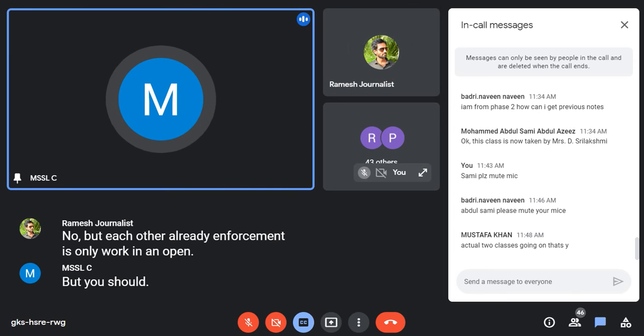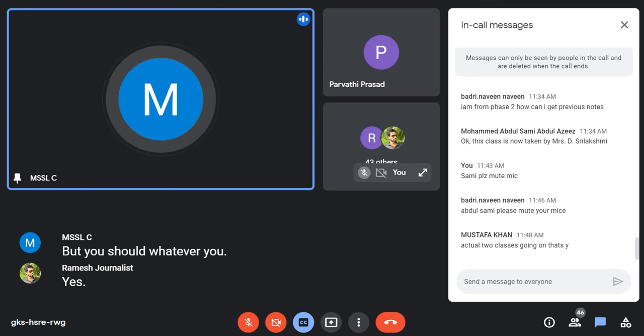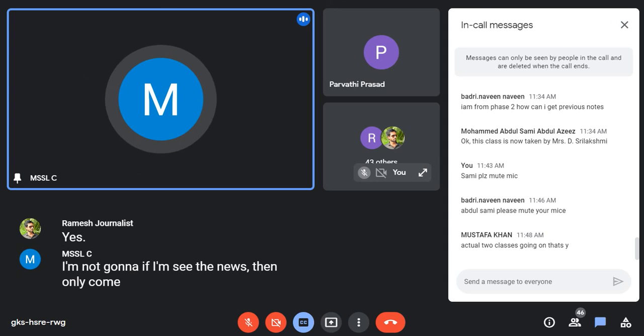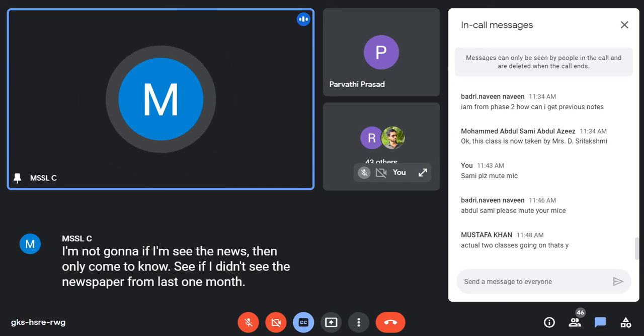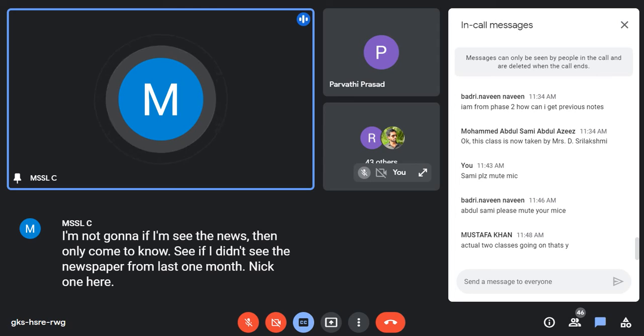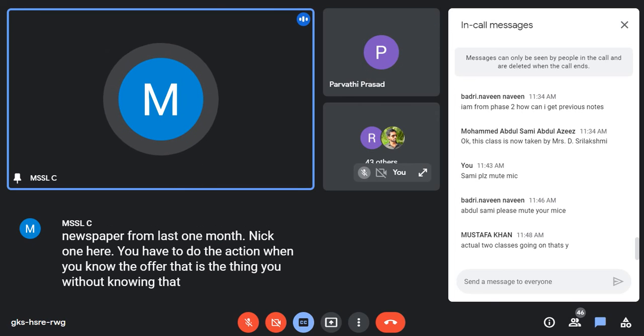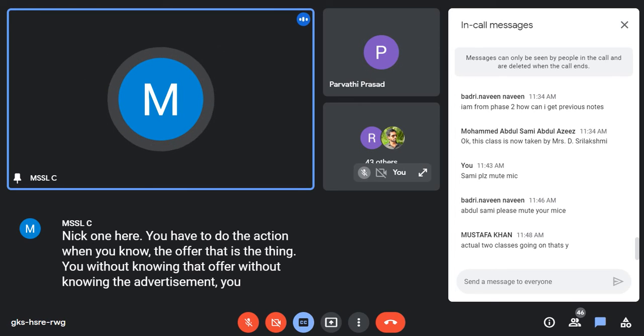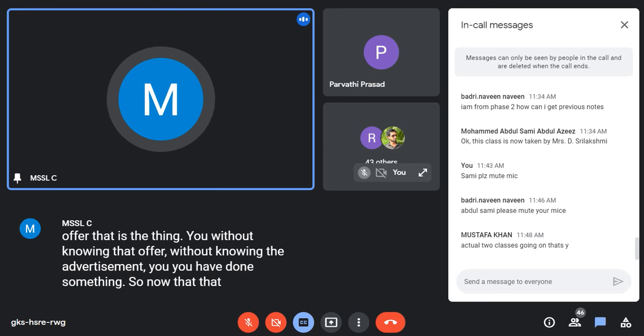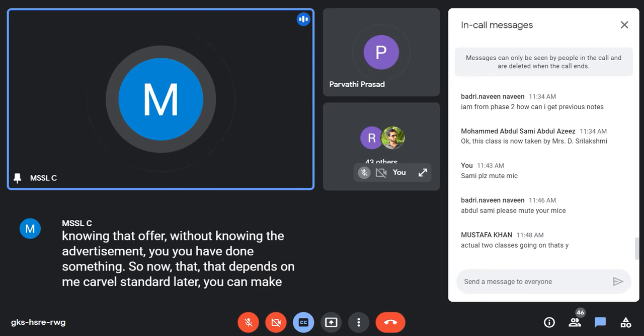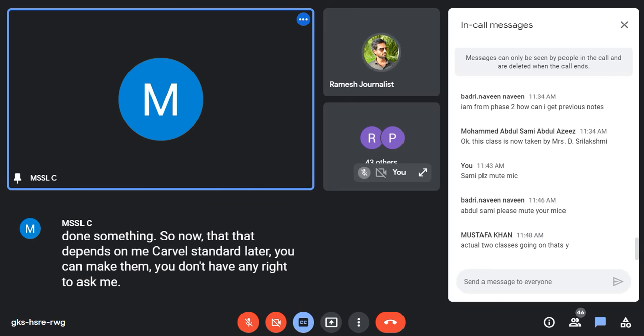Whatever general offer there may be, when do I come to know about it? A general offer is given as a public advertisement in the newspaper, and only when I see it do I come to know. If I don't see the newspaper for one month, and after one year I find it, and then go and ask, will they give? You have to do the action when you know the offer. Without knowing the offer, without knowing the advertisement, you have done something. So now that depends on me. If I want, I will give, otherwise not. But you don't have any right to ask me. Yes, ma'am.